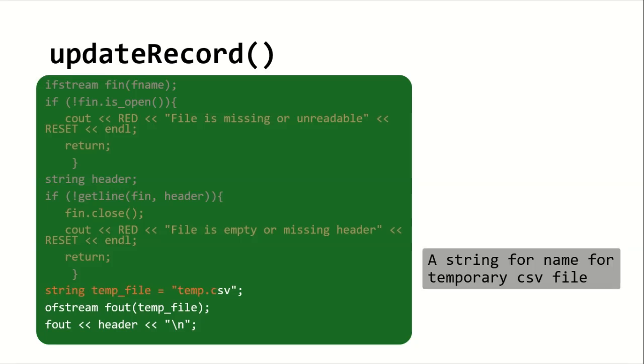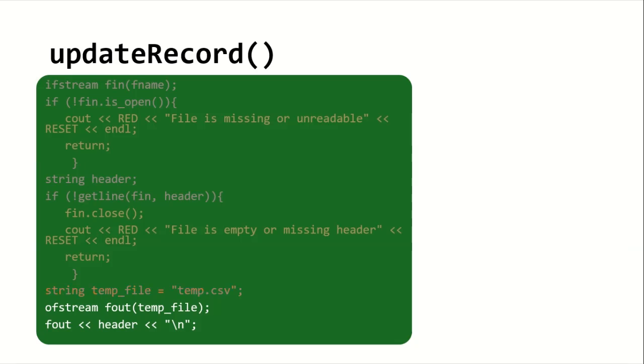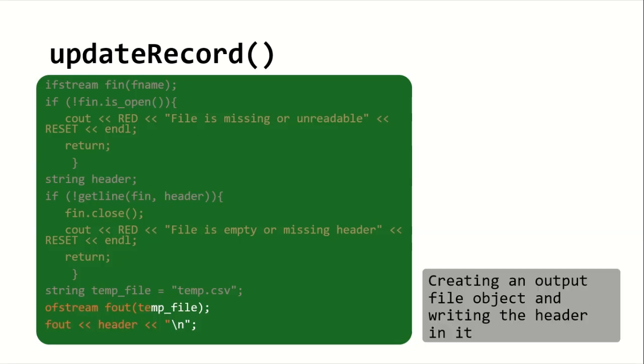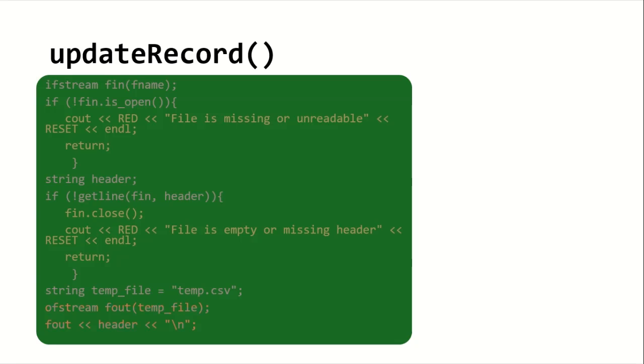But if we are able to take the header, we are going to create a temporary file, temporary.csv, and we are going to open it in writing mode, the output mode. So we are going to create an output file stream for it, and we are going to write the headers in it and a newline character.